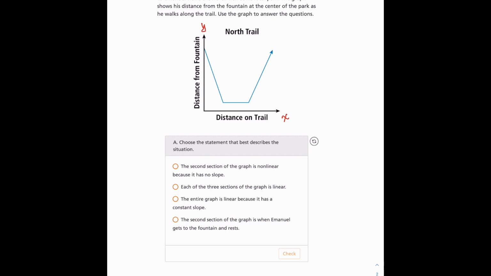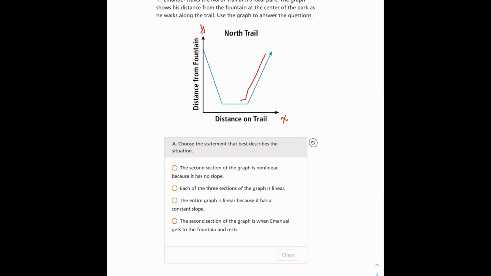So when I look at this, it looks to me like as Emmanuel walks on the trail, initially he's going to get closer to the fountain. So this part of the graph shows he's getting closer to the fountain. Then for a while he stays the same distance from the fountain. And then at some point, he starts getting farther away from the fountain. I hope that makes sense to you. That's what I see when I look at this. So let's look at the question.